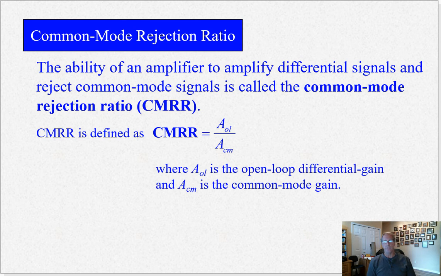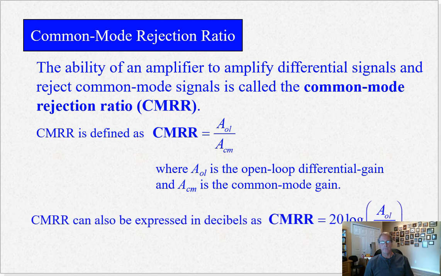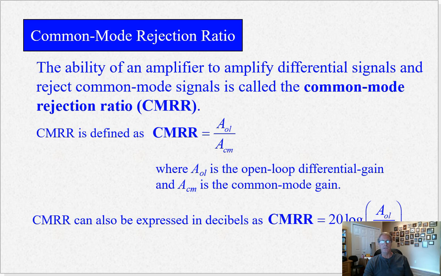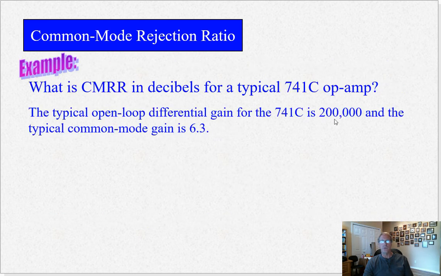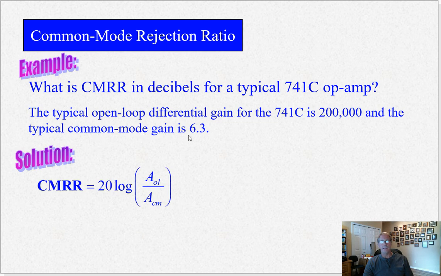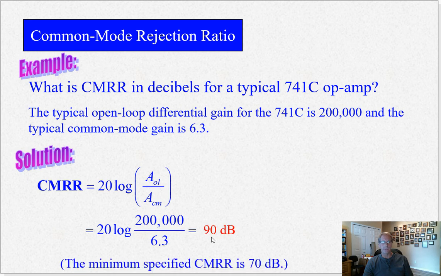Common mode gain, what I was just mentioning, is how much the amplifier responds to or amplifies signals that are the same on both inputs. And we can express it in decibels as 20 log AOL over ACM. Here's an example. 741, there's that 200,000. Typical common mode gain is 6.3. Big difference, right? 6.3 and 200,000. So we put that 200,000 over 6.3, 20 log, and get 90 dB. I think it's spec'd at 70 dB conservatively, but we're looking at 90 dB, which is pretty good.